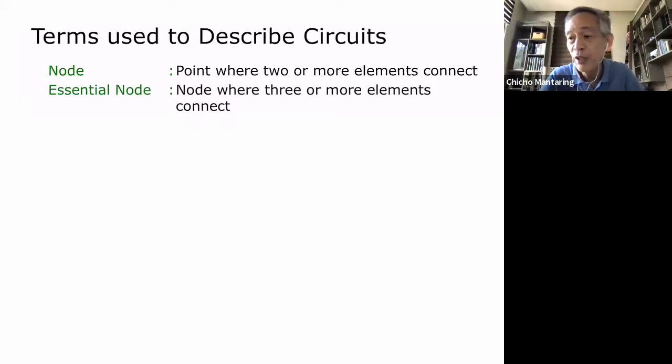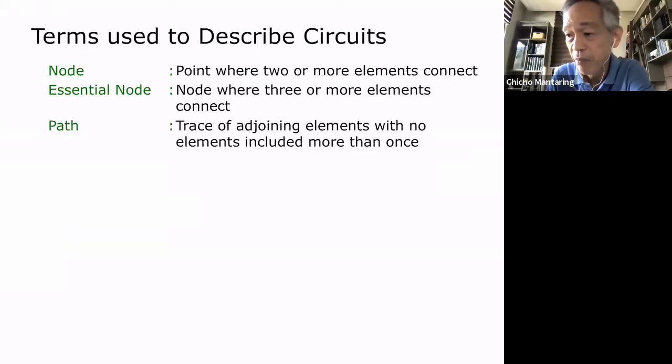Now, essential node, this is a node where three or more elements connect. Okay. Ano ang significance ng essential node? The elements that are connected to an essential node are not in series, because this is a point where three or more elements connect. So yung mga elements na nakakabit sa isang essential node cannot be in series.